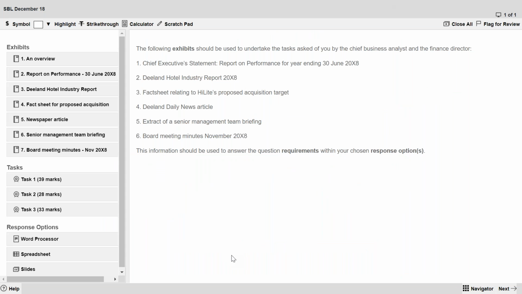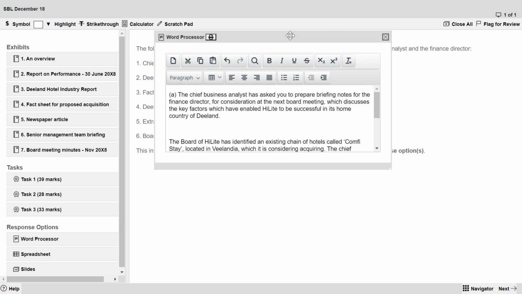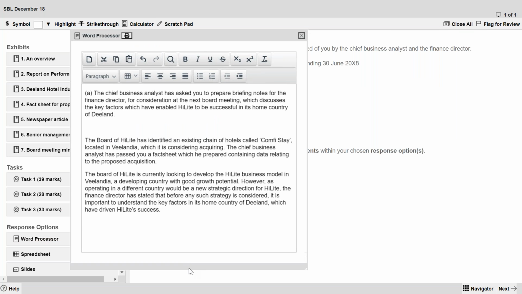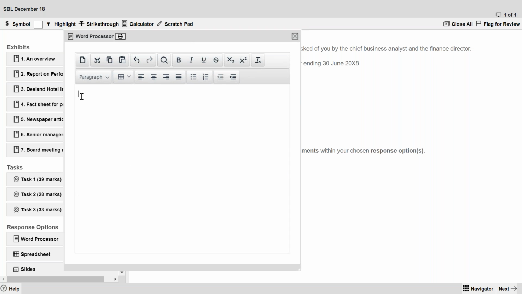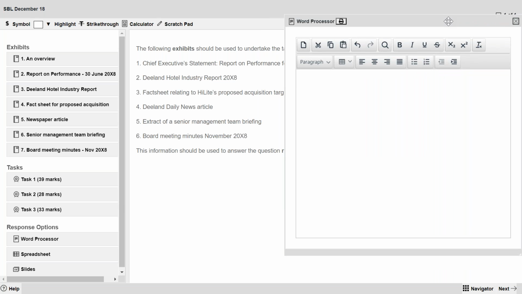So this is the workspace. I will open the word processor. I will bring it here somewhere. I'm kind of resizing it. Let me delete everything. Control A, delete. Or I can take it on this side. I will keep it on this side.